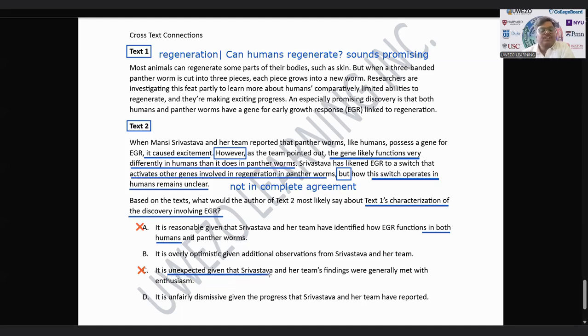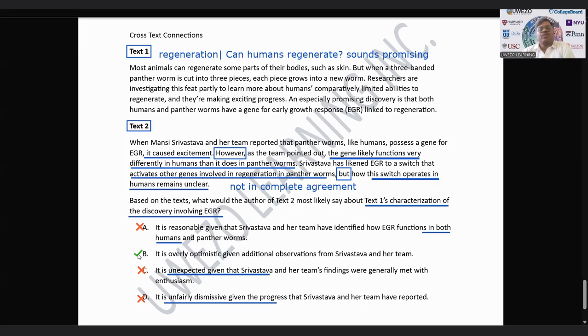Then option D says it is unfairly dismissive given the progress that Srivastava and her team have reported. Again, text 2 is not completely dismissing it. So you can't say it is unfairly dismissive either. What we know from the text is that the work is done, but the work is not yet enough to conclude that regeneration can be done for humans as well. So option D we can cross out as well. The only answer we are left with is B. It is overly optimistic given additional observations from Srivastava and her team. And that's the only one that goes with the text. So the right answer has to be option B here.